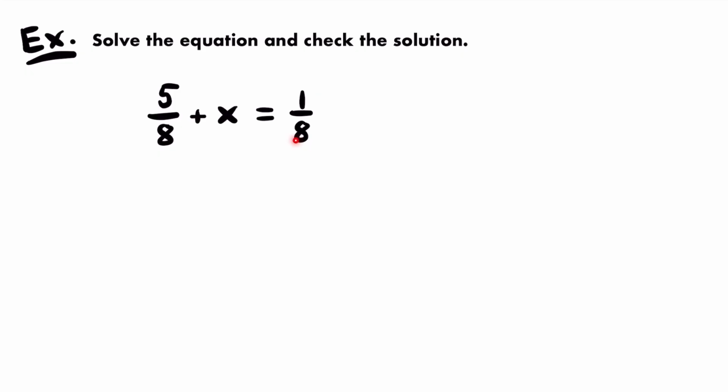So to solve this equation, what we want to do here is add the opposite of this constant. So we want to add -5/8, or in other words, subtract 5/8. All right, so drawing a divider here below the equal sign, we want to subtract 5/8 from both sides of the equation, which will give us 0 plus x, right? 5/8 minus itself will be 0.